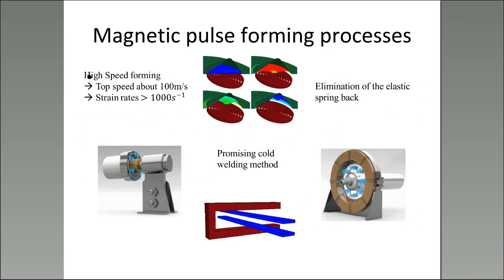Okay, and so magnetic pulse forming processes are quite interesting because you have an elimination of the elastic spring back, which is quite interesting compared to deep drawing processes. And it can also be applied, for instance, for cold welding, in order to be able to weld materials which are not weldable by other classical welding processes.